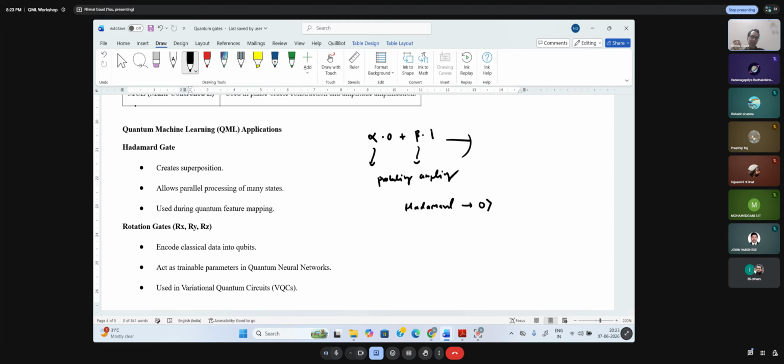So Hadamard applied to zero. The equation of Hadamard is 1 by root 2, 1 1, 1 minus 1. To this bit we are applying it. And they told the result is a superposition of 0 and 1 both. So the result is 0 bit, 1 bit divided by root 2. That's the result after applying the Hadamard gate.